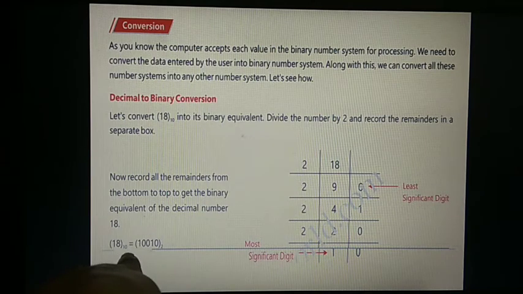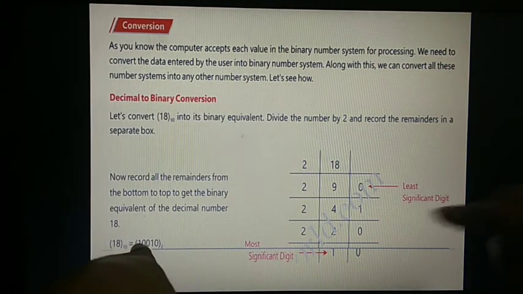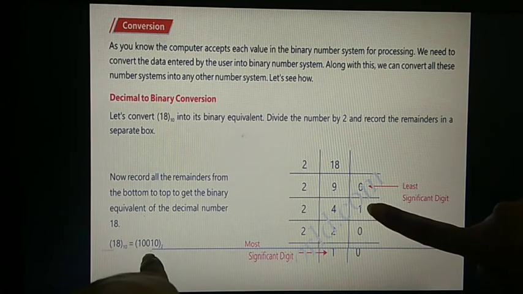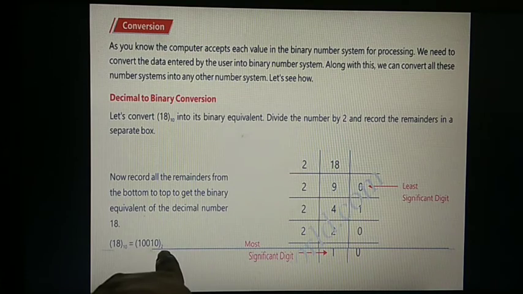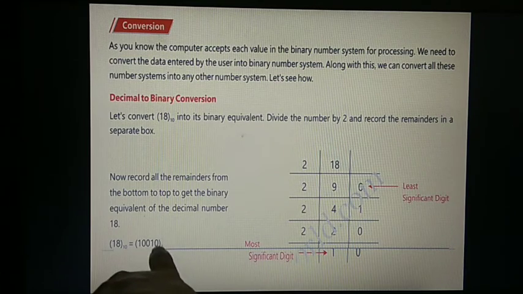Decimal number 18, that is decimal number system 18 base 10, is equal to, when you convert it to binary, 1 0 0 1 0 to the base 2. Why to the base 2? Because you have converted into the binary number system. This is compulsory to write down, both when writing your answer as well as your question.